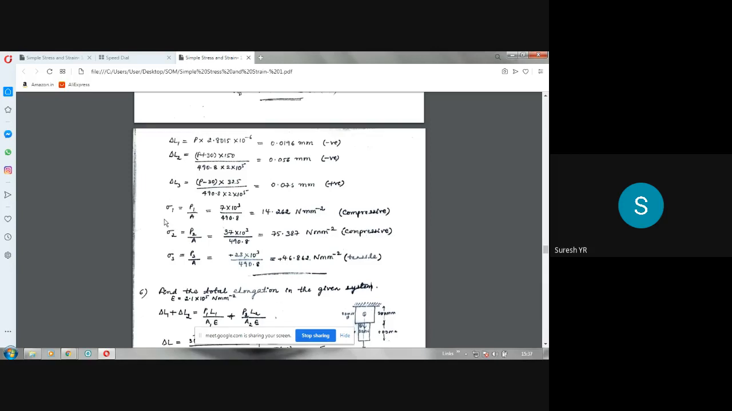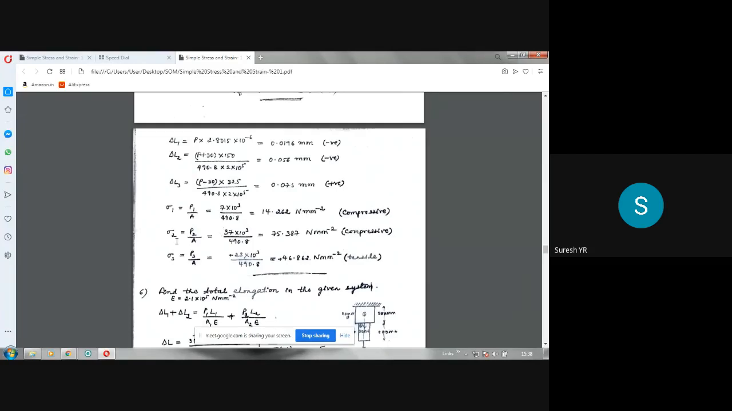Then if they ask you to find strains also, epsilon 1, epsilon 2, epsilon 3, we can find them. How to find the strains? I have told you that you can find them in two ways. One is strain equal to stress divided by Young's modulus. Epsilon 1 is the strain in the first portion. It is compressive strain only, given by sigma 1 divided by E. Whatever value of sigma 1, 14.262, you have got, divided by E value 2 into 10 power 5 gives the strain in the first portion.